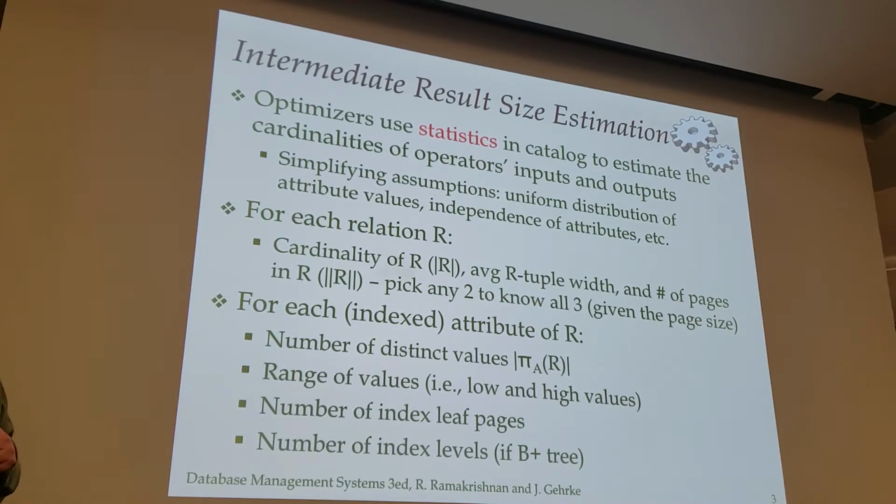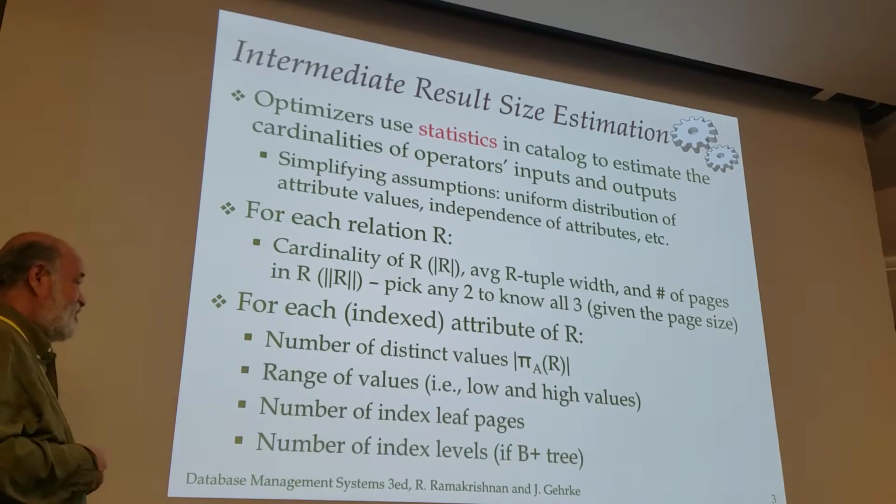How many different ratings are there? You might know that there's a constraint that rating is between 1 and 10, but there are all sorts of columns where you might not know how many different values there are. So there are all kinds of techniques to try to estimate the number of distinct values.